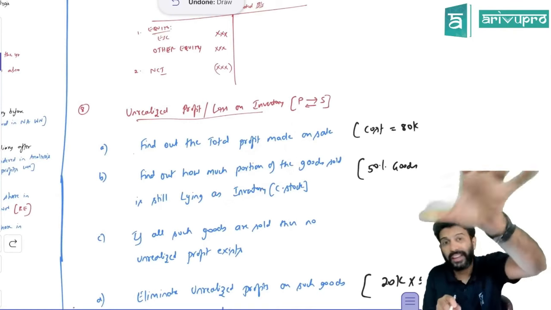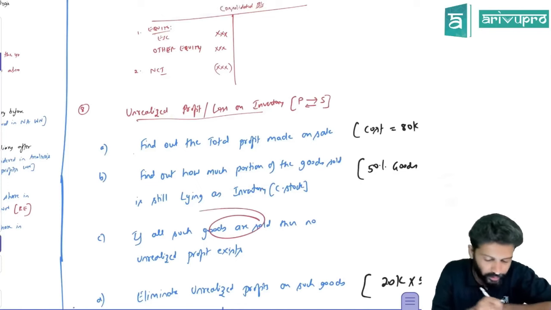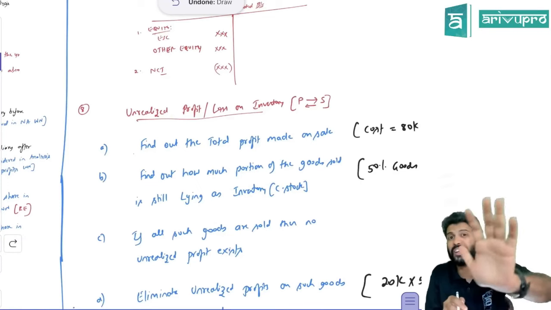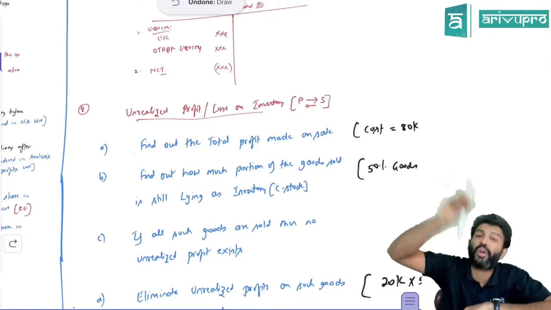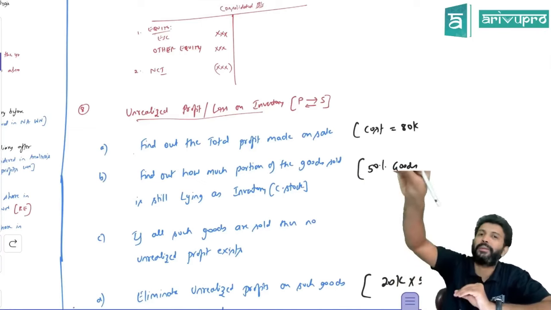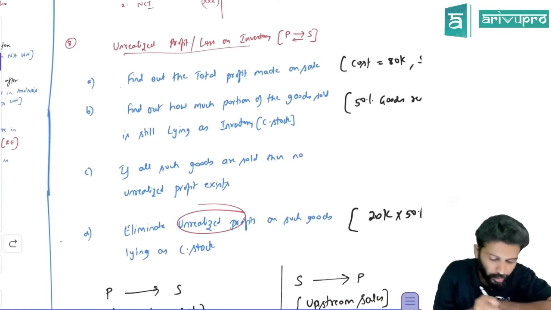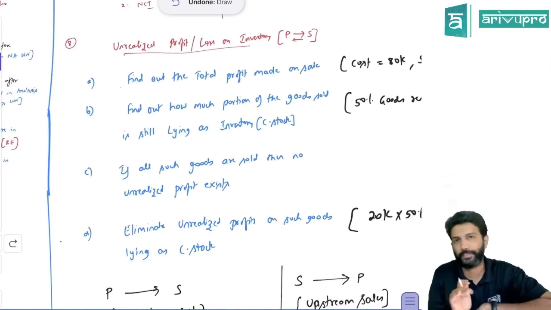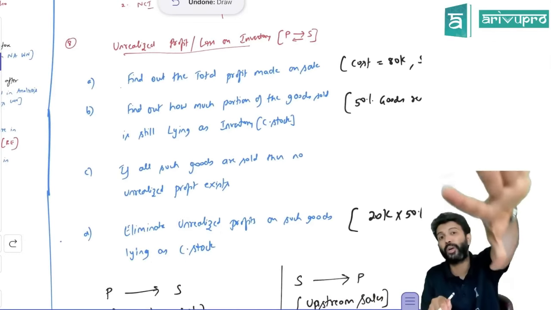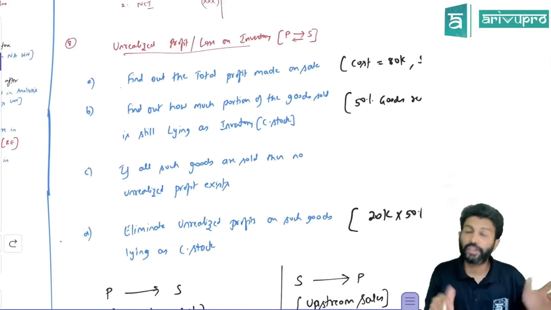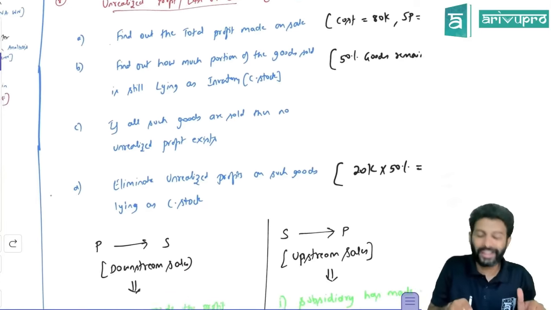Only unrealized profit is included. If all such goods are sold, then there is no unrealized profit. Unrealized profit means profit element included in closing stock. However much profit element is included in closing stock, only that you need to eliminate. Eliminate unrealized profit on such goods lying as closing stock. Not the total profit, but only the profit element included in the closing stock. Okay. So where you will eliminate, that depends on who made the sale.